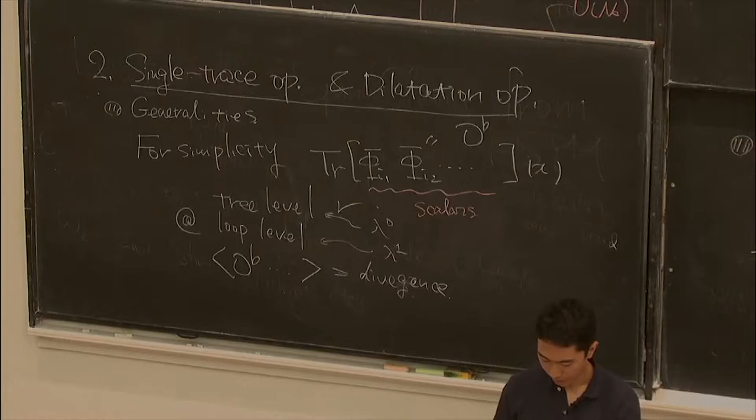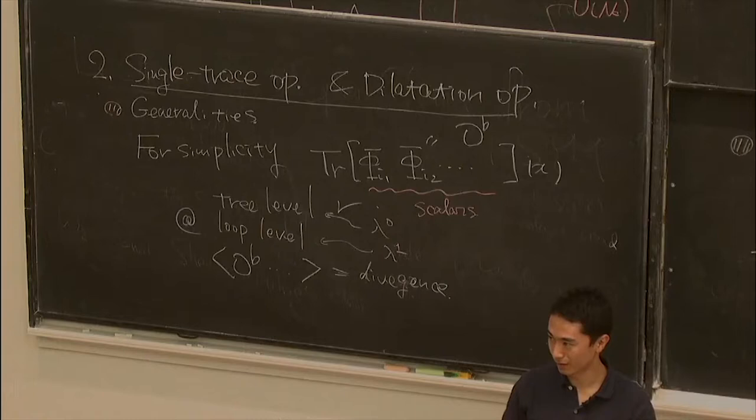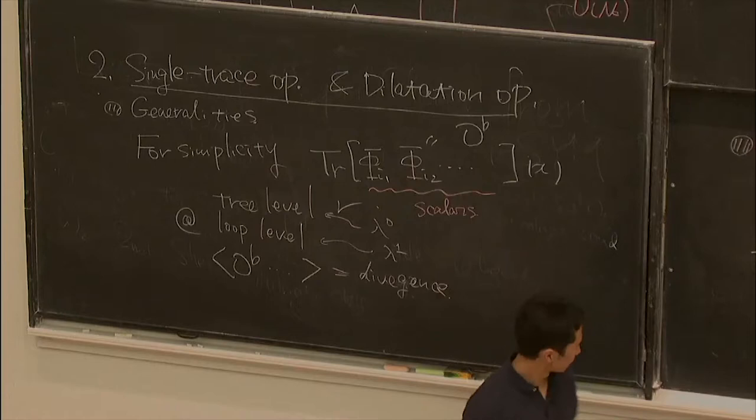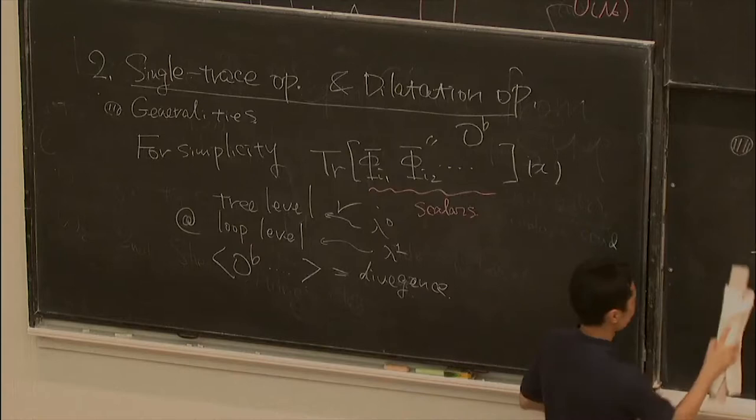Things factorize into two-point functions. That's the large n factorization. If you have a correlation function of single trace operators, then it factorizes into two-point functions. But even at the two-point function level, you see the divergence. I'm going to talk about where the divergence comes from, if it's not so clear.